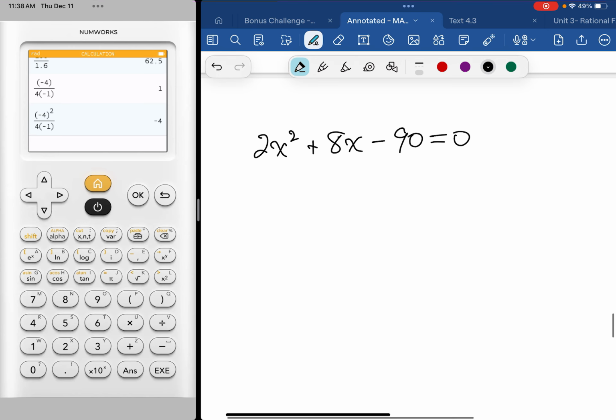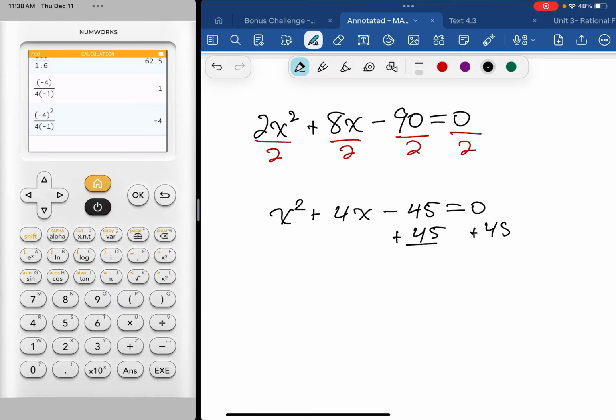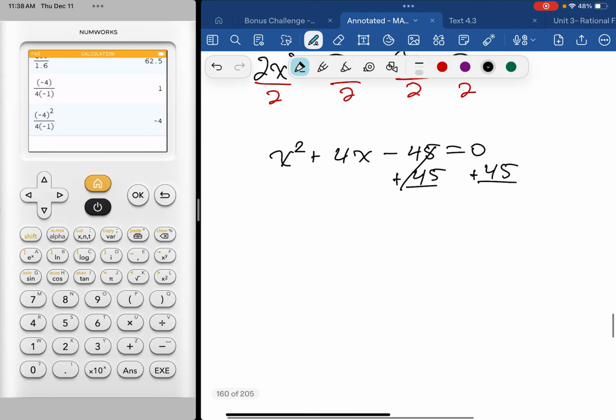So what I would do is divide every term by 2, just to get it in the appropriate form for the Babylonian completing the square technique. So x squared plus 4x minus, not 90, 45 equals 0. Then I would add the 45 to both sides. That's going to give me x squared plus 4x equals 45.